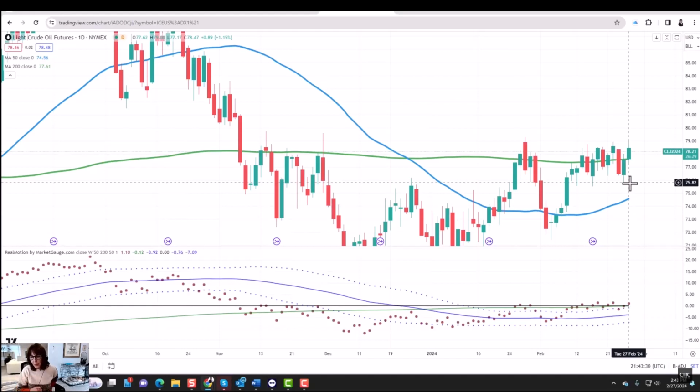Below, then it breaks back down under that 200-day moving average, in which case then we're back at looking at 77, and then 76.50, and then 75.50, and then of course under that our next area would have to be closer to this 50-day moving average.